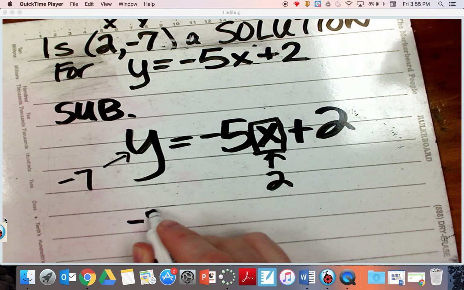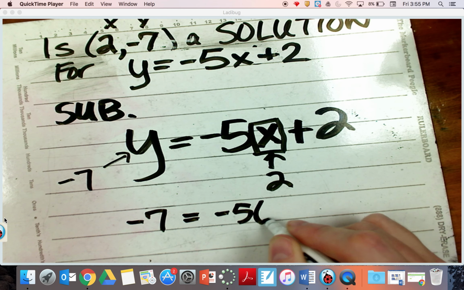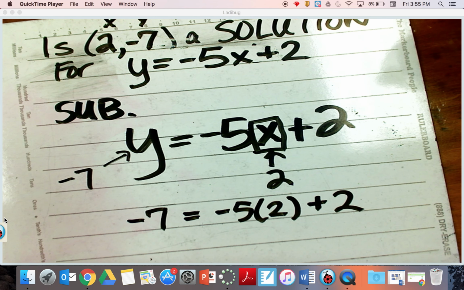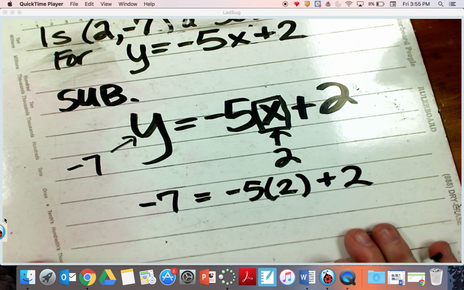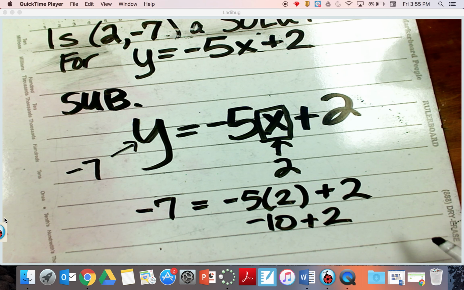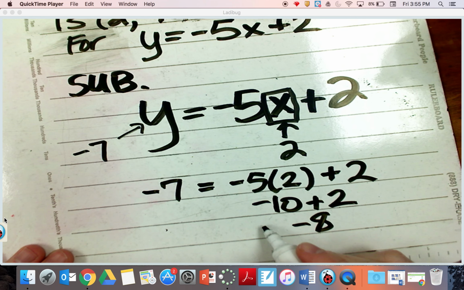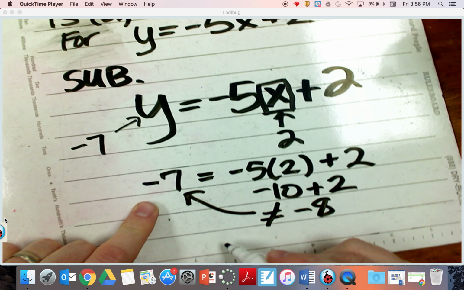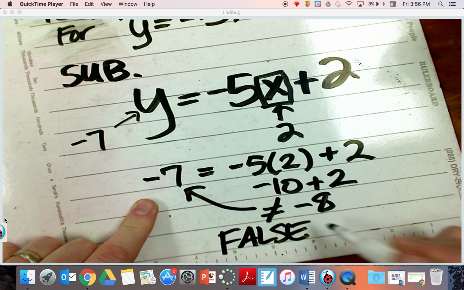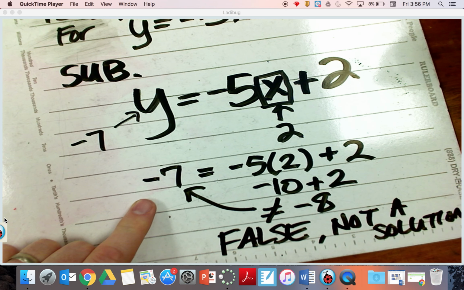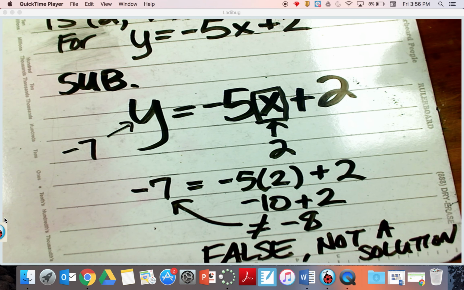So I just do my math here. Negative 7 is equal to negative 5 times 2 plus 2. And I want to see if this part will give me negative 7. So let's see. Negative 5 times 2 is negative 10. I'm going to add 2 to it. Negative 10 plus 2 is negative 8. And so negative 8 is not the same as negative 7. So this is false. It's not a solution. So now I know it's not going to be on this line at all when I graph it. So that's why it's not a solution.